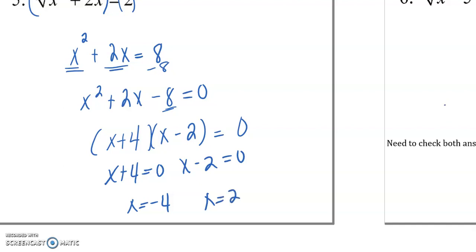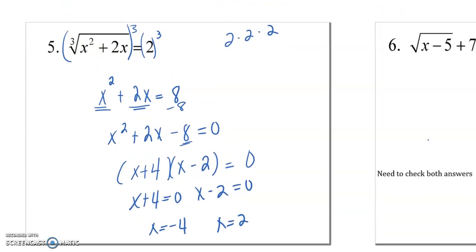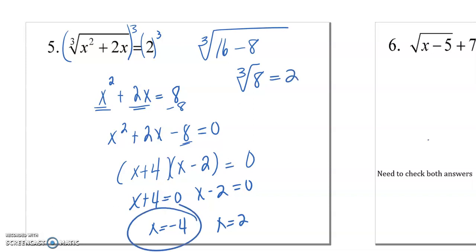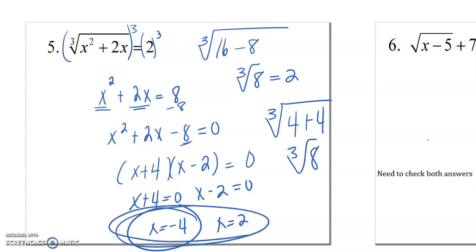Well, since we're dealing with square roots, you definitely need to check these answers. So you're definitely going to want to put in negative 4 squared. When I do that, 16, and negative 4 times 2 is negative 8, so 8. Is the cube root of 8 equal to 2? Then yes, this works. And when I do the cube root of 2 squared, which is 4, and 2 times 2 is 4, then the cube root of 8 works again. So in this case, both answers are correct.